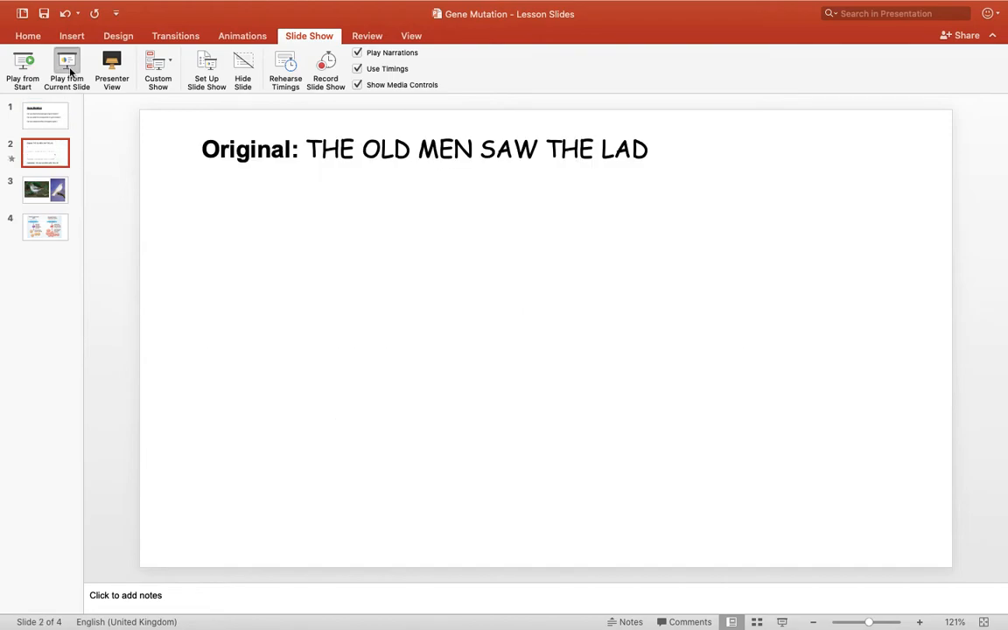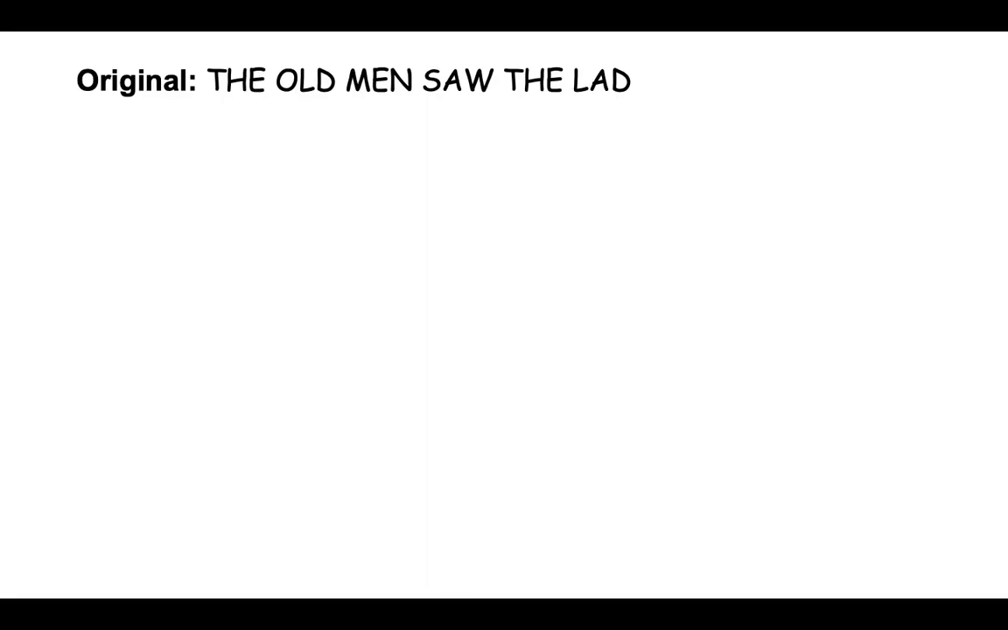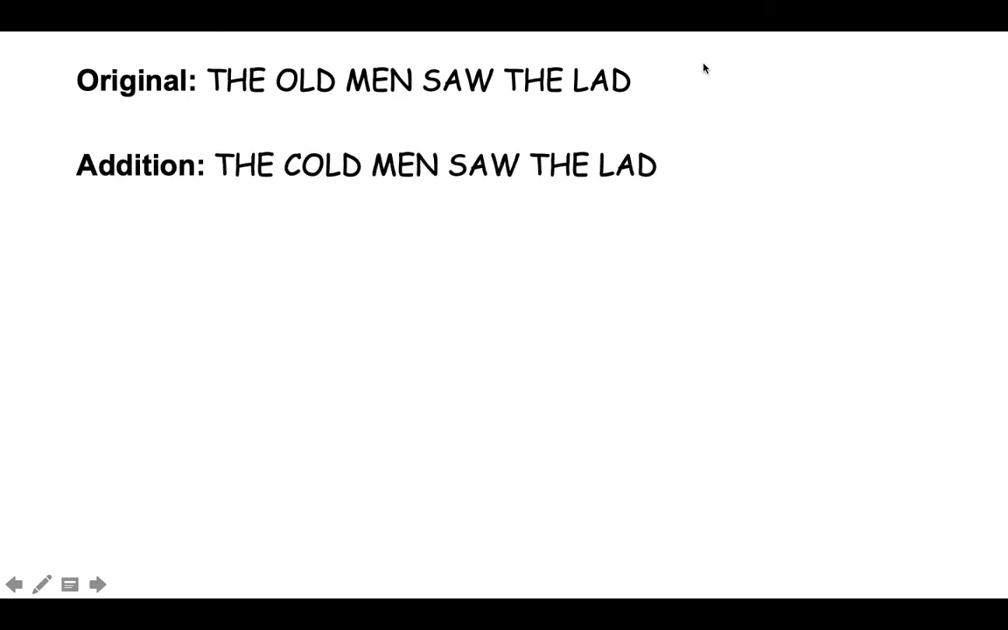Now, on my PowerPoint, I've got a perfect analogy for this. So I want you to imagine an original, just a sentence. It says, the old men saw the lad. Now, if you think about it, these represent codons because they represent 3 letters each. So it's quite a good analogy. So the old men saw the lad. If we do an addition mutation and we add a C onto the old, it would now read, the cold men saw the lad. We've changed the meaning of the sentence, much like we could change the amino acids in the protein.